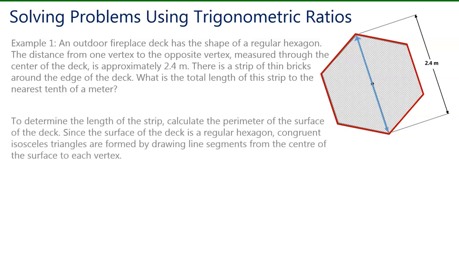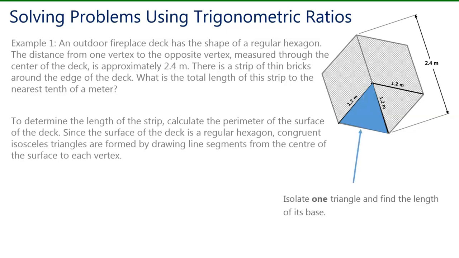To determine the length of the strip, calculate the perimeter of the surface of the deck. Since the surface of the deck is a regular hexagon, congruent isosceles triangles are formed by drawing line segments from the center of the surface to each vertex. We will isolate one triangle and find the length of its base. Multiply by 6, and we should have the needed perimeter.